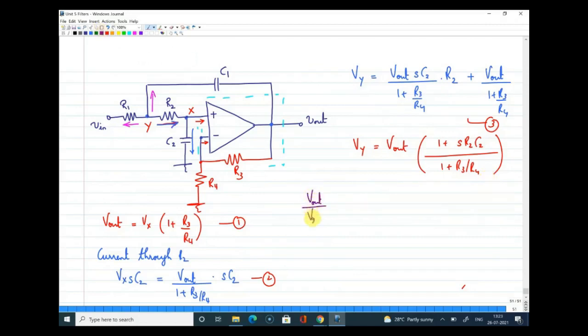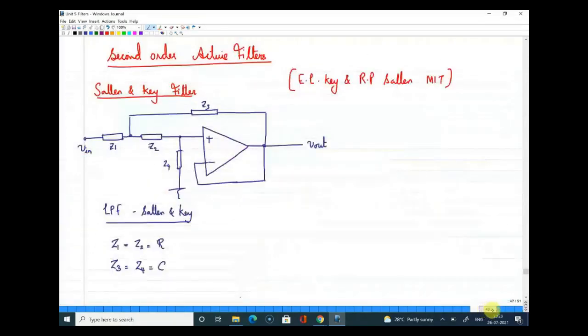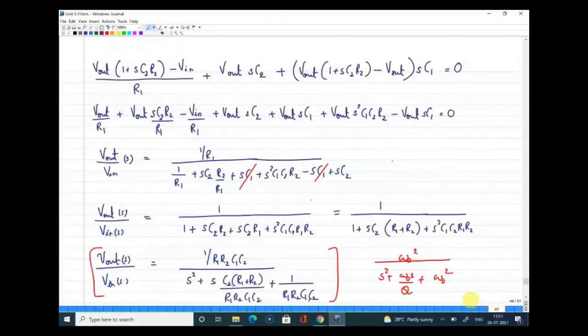Now you can write Vout by Vin of S as, previously it was 1, but now it will change to 1 plus R3 by R4. You can have any value for R3 and R4, within whatever is possible, and you can get a specific passband gain. So the rest of the equations remain the same. R1C2 plus R2C2. Let me check. Yes, the same expression.